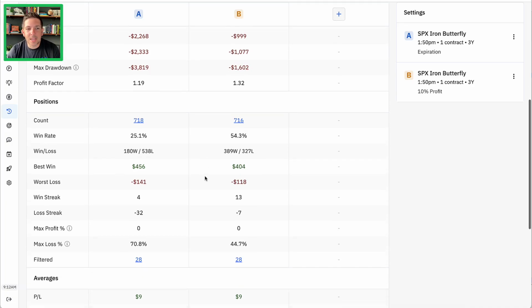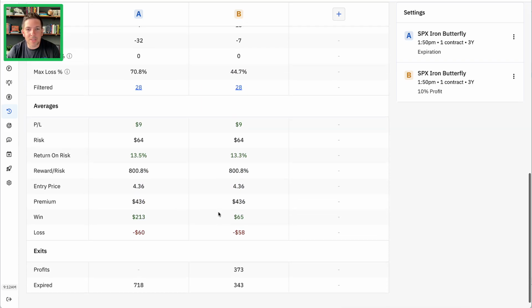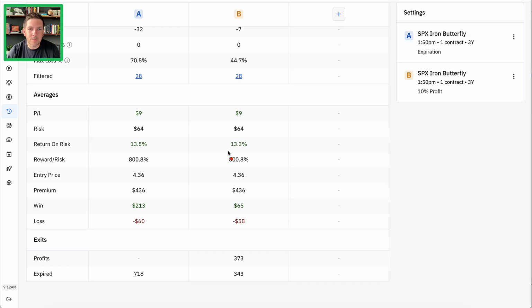So in this case, we also reduced the loss streak significantly. We cut that down from 32 to 7. That was a big improvement. Win streak was obviously improved because we're taking profits early. The number of positions that reached max loss was cut by about 40% or so. Your average P&L stayed about the same. Your average return on risk was about the same. These are all really cool metrics to see. So you can see you're risking the same amount, same positions you're getting into. Your average P&L was about the same. Your risk was about the same.